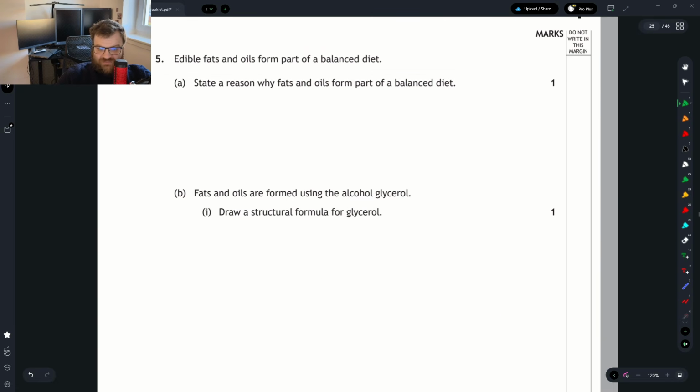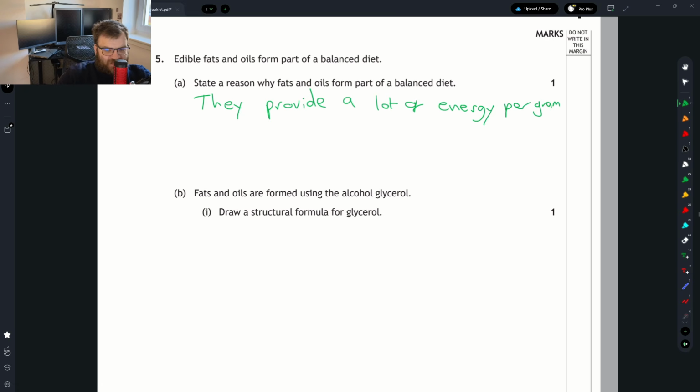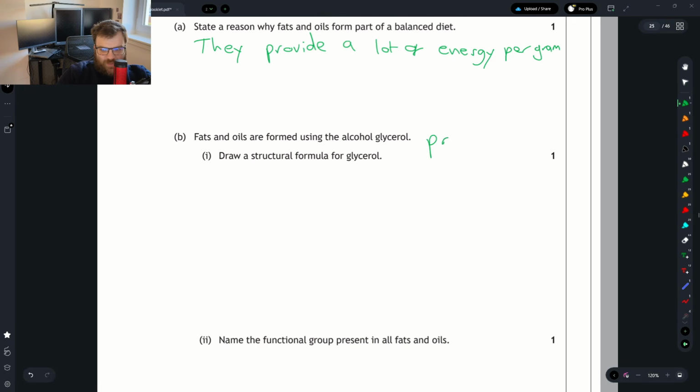Number 5, why do people need fats and oils? Energy. They provide a lot of energy per gram. That'd be my answer there. Glycerol is propane 1,2,3 triol. The fact that I would recommend learning. Prop 1, 2, 3 triol.